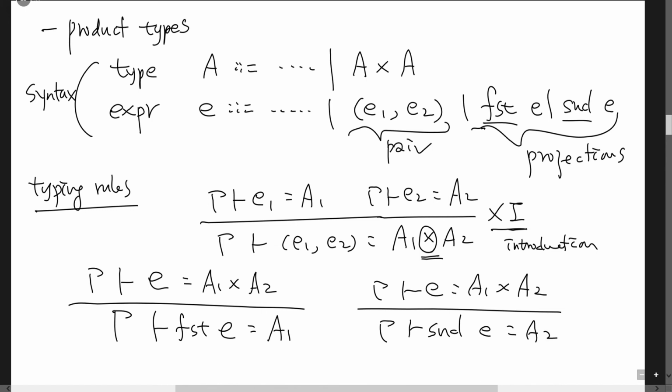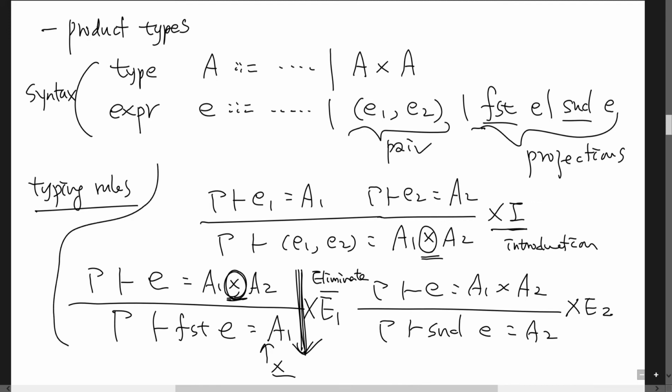and we call this rule product elimination, first case, and this is product elimination, second case, because if you read this rule top down, you end up eliminating. This E stands for eliminate. So if you read this rule top down, you end up eliminating this product type times. There is no times here, so it has been eliminated. So these are the typing rules for product types.